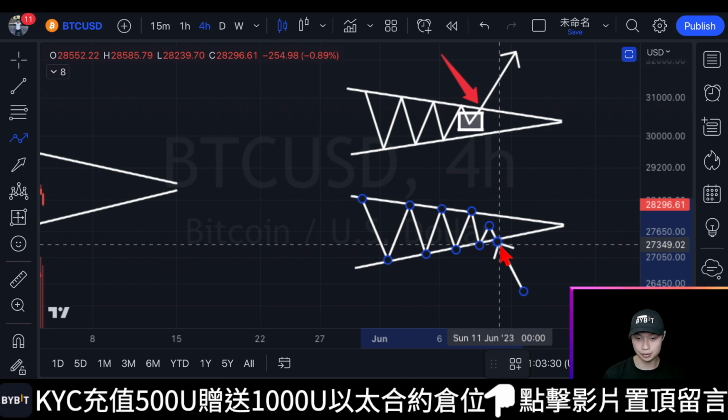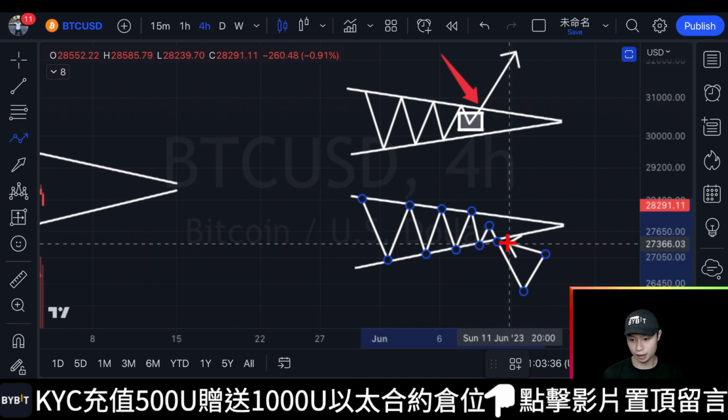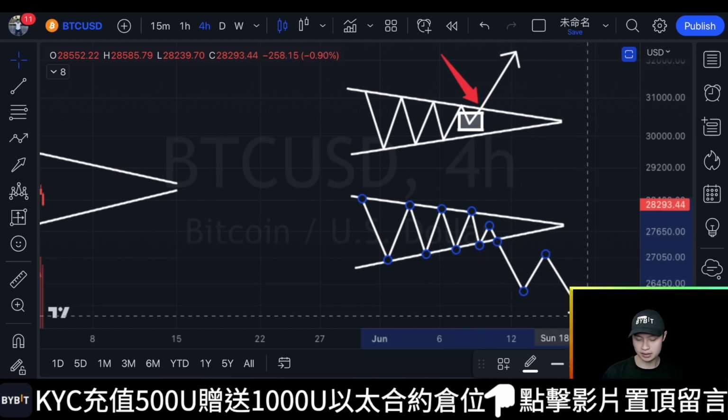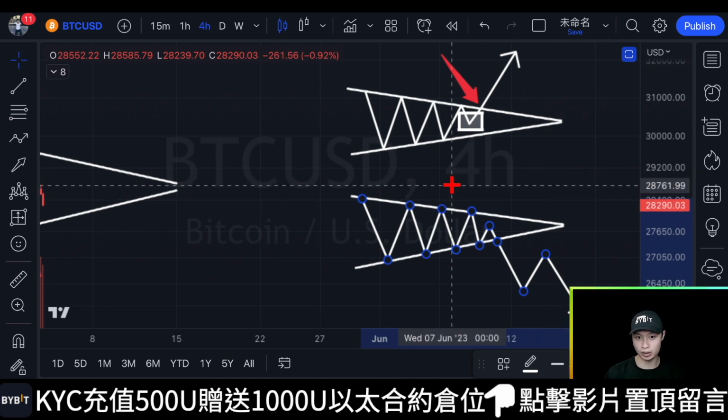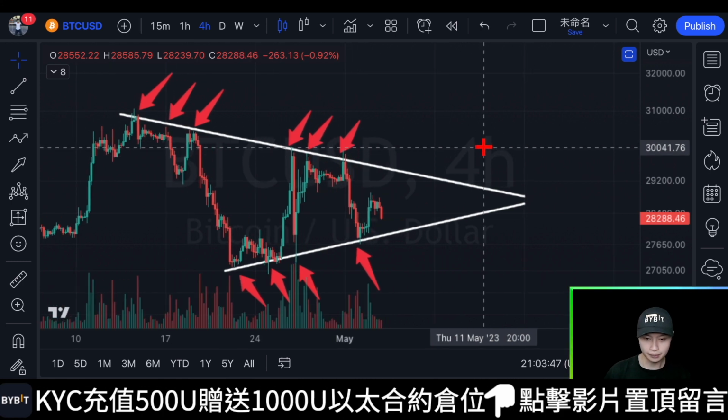When is the best timing to add positions? The best point to add positions is when it rebounds. It rebounds and fails to surpass this level from where it drops, and then it falls again. So, the overall trend can be grasped very well. This is roughly the current market situation.